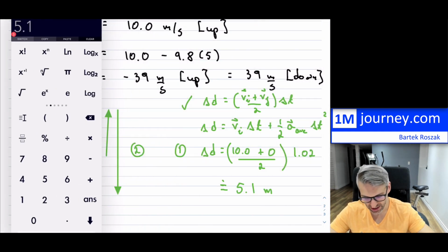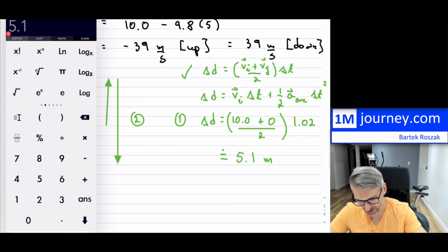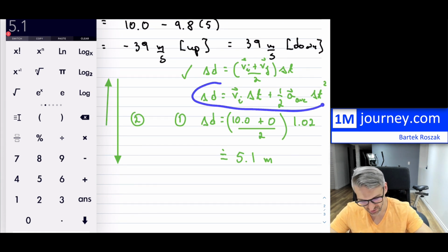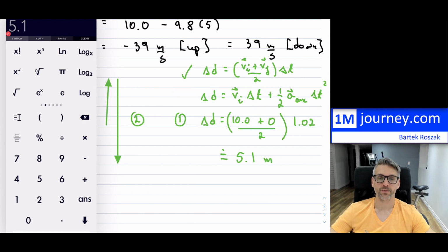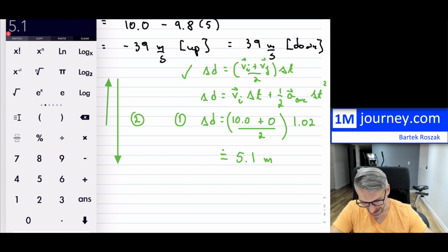Now, you would have received exactly the same thing if you substituted it into this equation right there. But it would have been a little bit more annoying to substitute VI, delta t, and then your acceleration, which is negative 9.8 meters per second squared. Now, on your other path, so path number 2, this is for your second path.